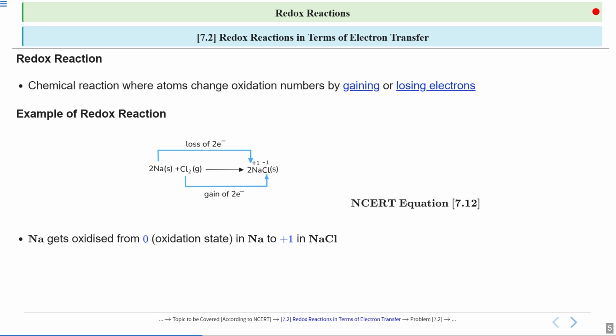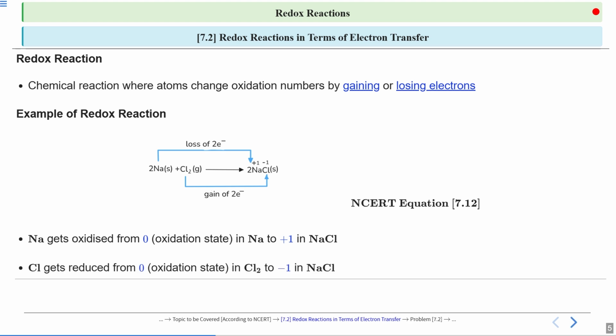If we consider first Na, as I have already told you, sodium gets oxidized from zero oxidation state in sodium, which is present in the reactant, to +1 state in NaCl, which is present in the product. While chlorine gets reduced from zero oxidation state in Cl2 to -1 in NaCl. So what we have understood here is that sodium has got oxidized while the chlorine has got reduced.